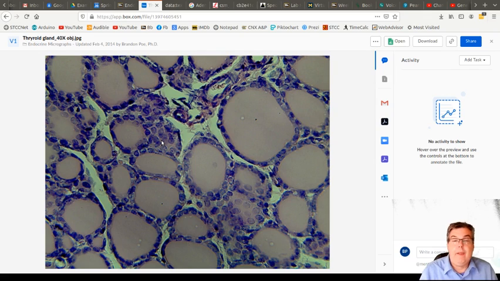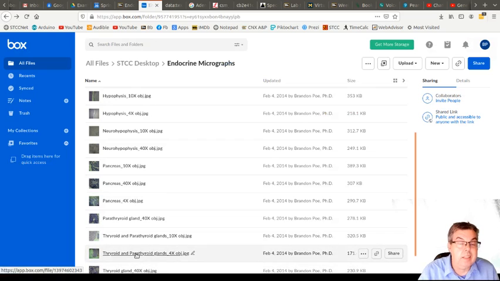secretory tissue. There's no lipids. They're just making protein-based hormones. They do the exact same thing, different hormones, but basically the same thing. So when you're getting up close, the slides tend to look very similar.